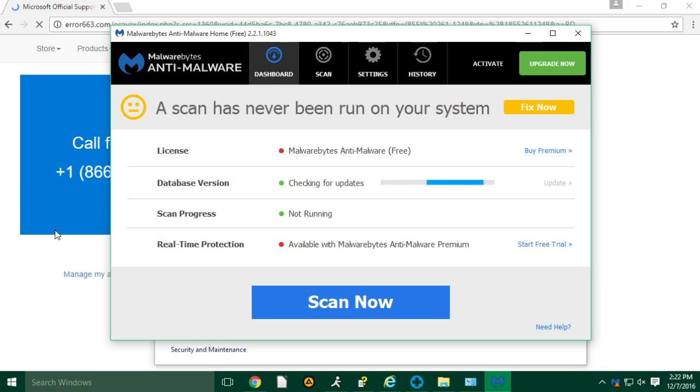Okay, I'm seeing right here, sir, that it says a scan has never been run on your system. So that's not good. That means you weren't being protected. Oh, I thought I just had to download it.